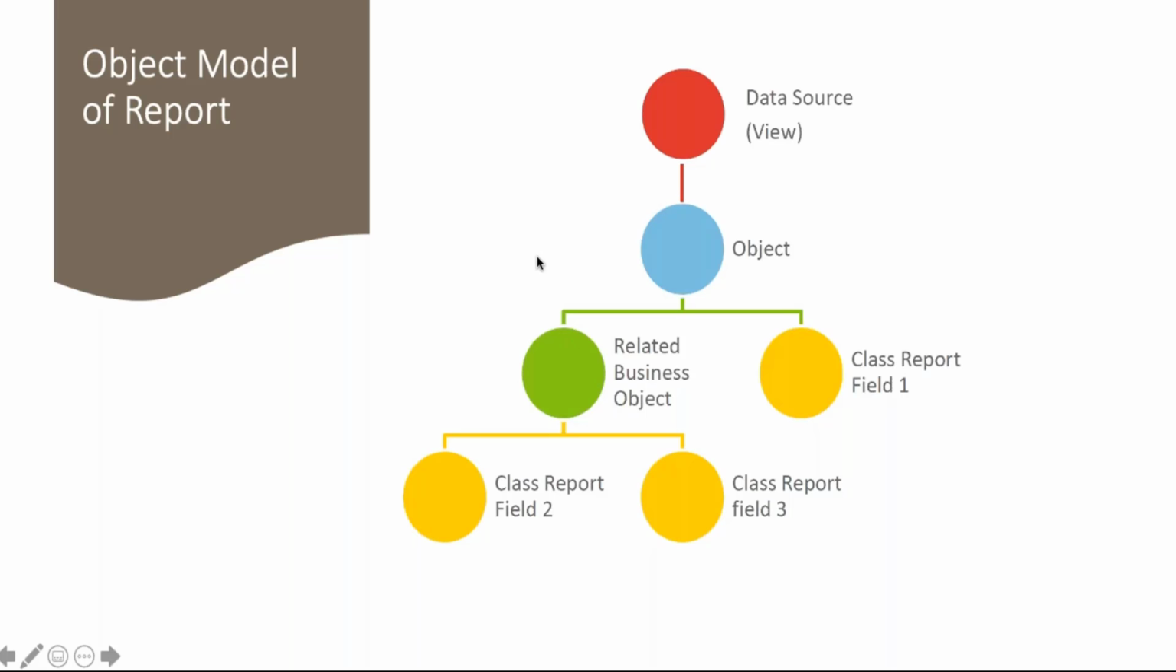Now let's look at the object model of report. Remember, I just showed you the contextual report. And what did I tell you? Once you have identified a field, always work backwards. First identify which field will give me this value.